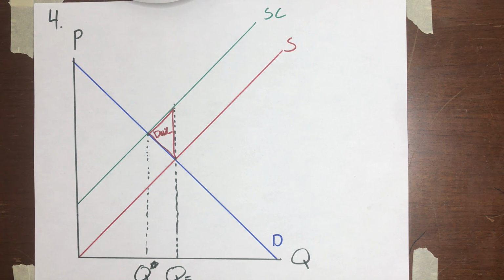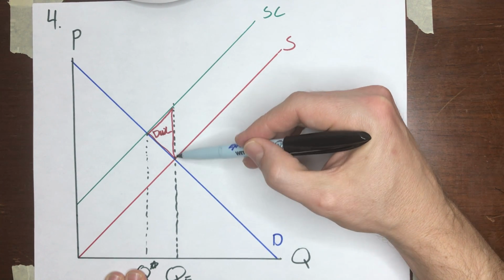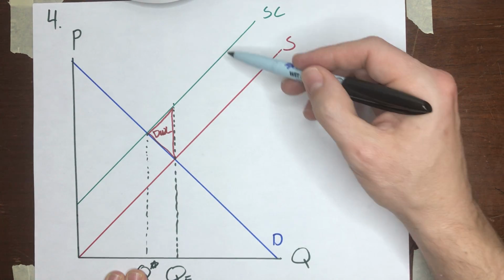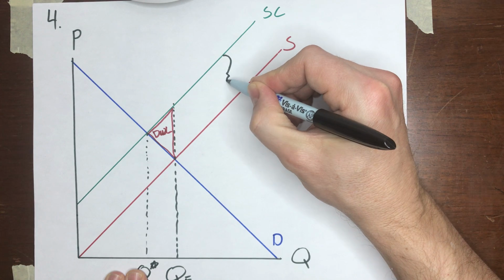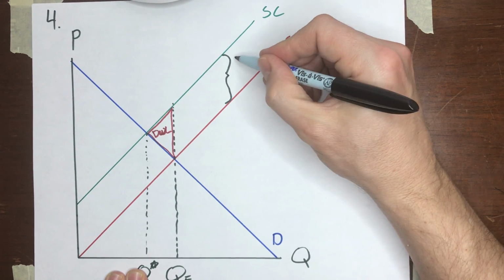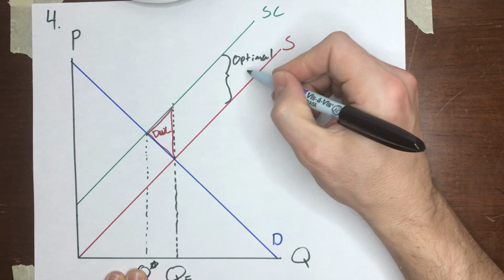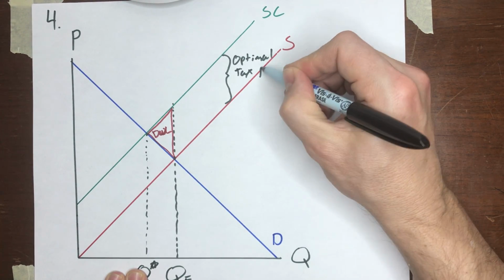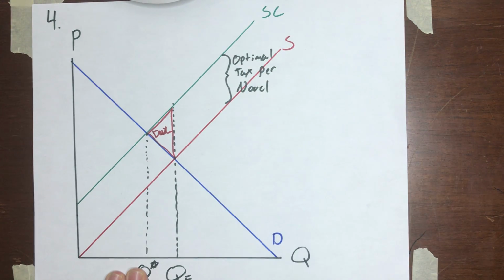Part D, show graphically how big the tax should be per novel. Well, the tax should be equal to the external cost, right? It should be equal to the distance between the supply curve and the social cost curve. So that would be the optimal tax per novel, that distance right there.